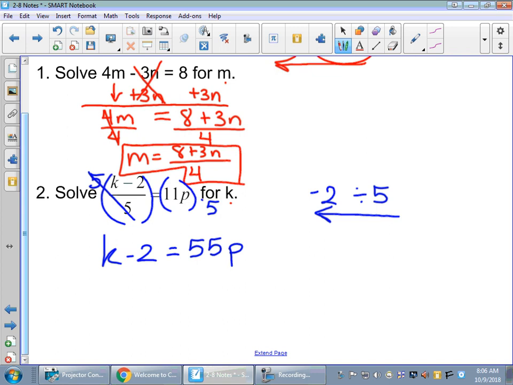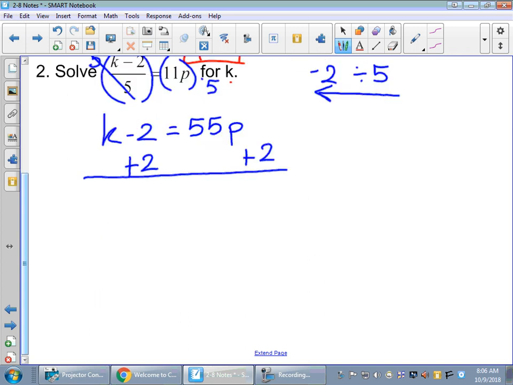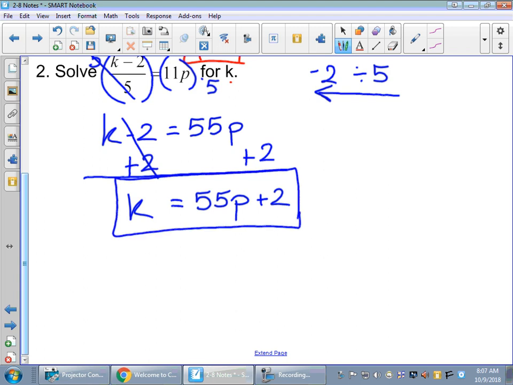Now I can add 2 to both sides. Again, when I add 2, it does not go with the p's because it's just a 2, so I'm going to put it after the p's. The negative 2 and positive 2 cancel. I bring down the k, I bring down the equal sign, and I just bring down both terms. You can't put them together because the 2 doesn't have a p. And so this is how you solve for k.